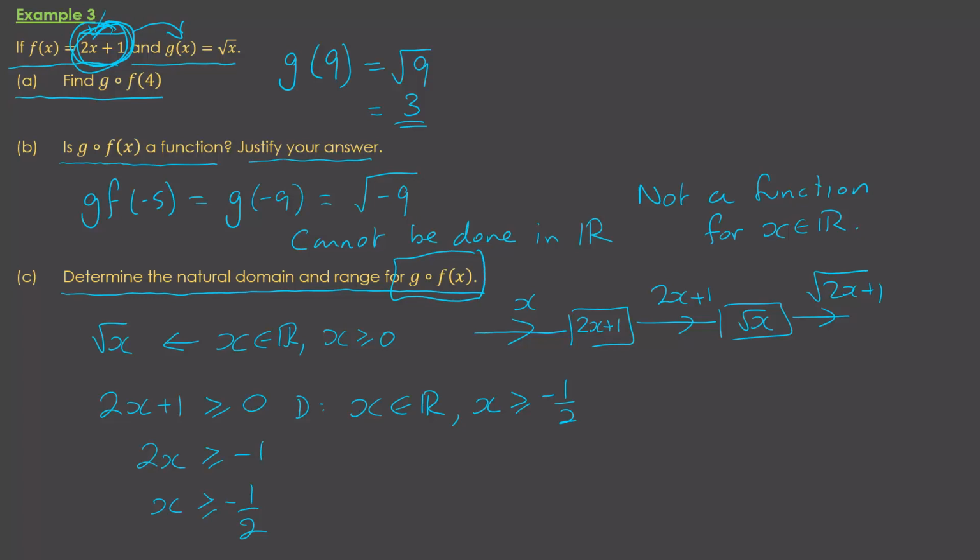With this domain, going into the square root are reals greater than or equal to 0. And if we think about the square root graph, that's also the output. So the range will be all reals greater than or equal to 0.